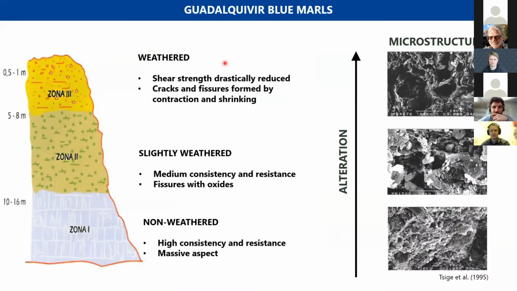So what happens with these blue clays? They are strongly affected by mechanical weathering, which is responsible for the drastic changes in their performance. When they are not weathered, they have a high consistency and resistance, and they can even be classified as a soft rock. But when they are weathered, the shear strength is drastically reduced. This is caused by changes in the fabric of the material, not so much by chemical changes. When they are not weathered, the fabric of these clays is very compact and dense, and with alteration, the fabric becomes more chaotic and open.